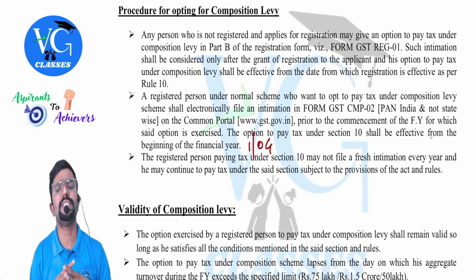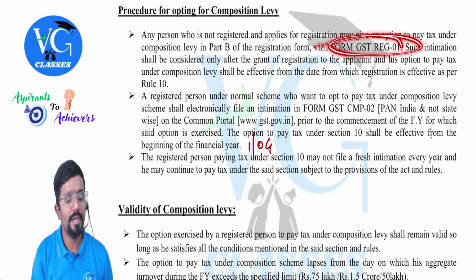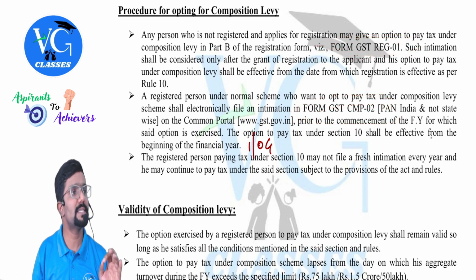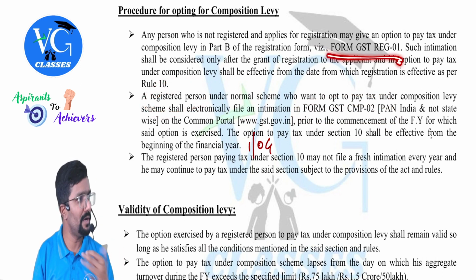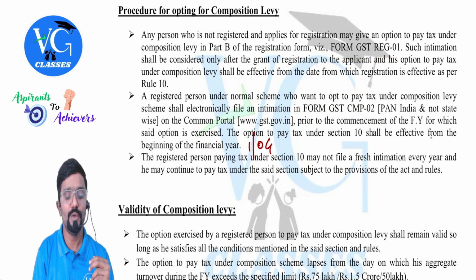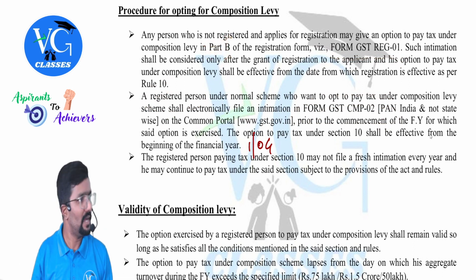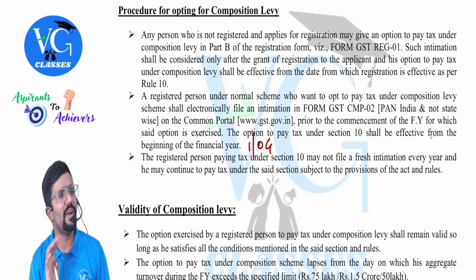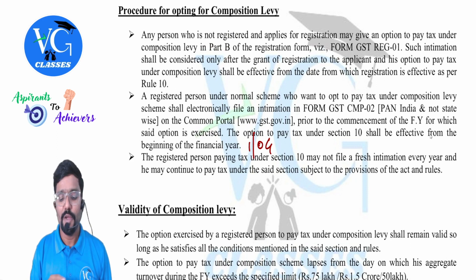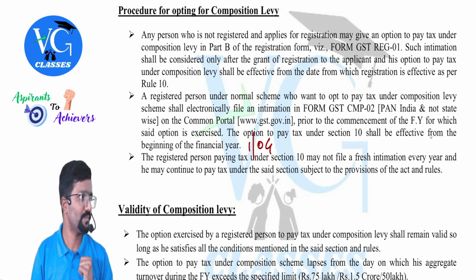Sir, why not GST REG 01, sir? In the first option you told GST REG 01. Here you are telling CMP 02. Guys, if you are already a registered person, you would have already filed this, and at that time, you didn't choose it. You told, I don't want composition scheme. So registration is granted under section 9. You are following it. But now you felt 10 is better. So, can you opt 10 now? Yes. Through what? CMP 02. Not REG 01. CMP 02.